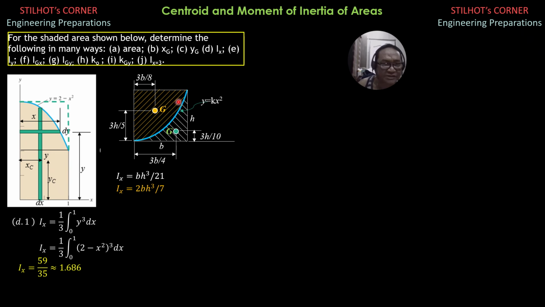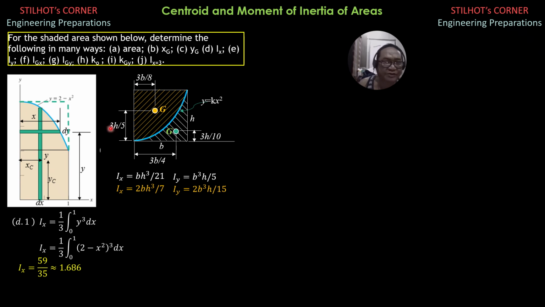Ix for the orange hatch shape is 2 over 7 b h cubed. Iy of this one is 2 over 5 b cubed h... I already wrote that. Then Iy of the orange hatch, the parabola, is 2 over 15 b cubed h. So Iy of this spandrel is 1/5 of b cubed h, and Ix is 1 over 21 b h cubed.